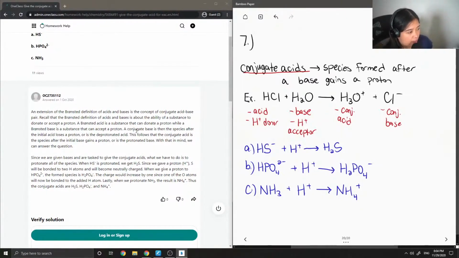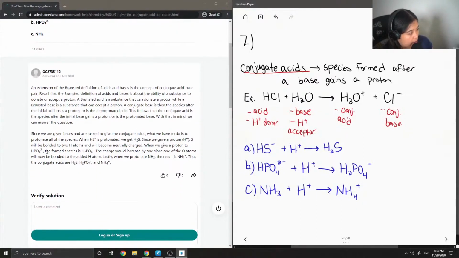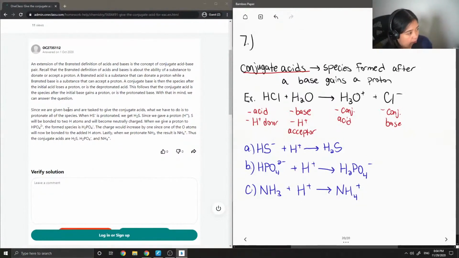Conjugate acid or conjugate base is then the species after the initial acid loses a proton or is the deprotonated acid. This follows that the conjugate acid is the species after the initial base gains a proton or is the protonated base. With that in mind, we can answer the question. Since we are given bases and are tasked to give the conjugate acids, what we have to do is to protonate all of the species.